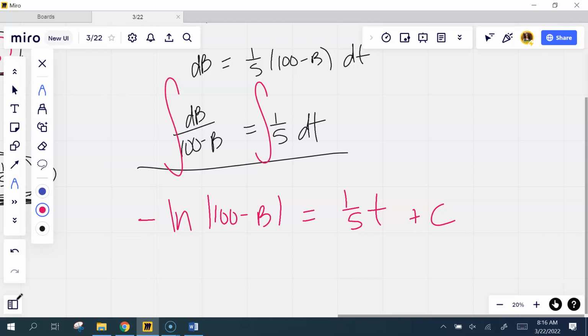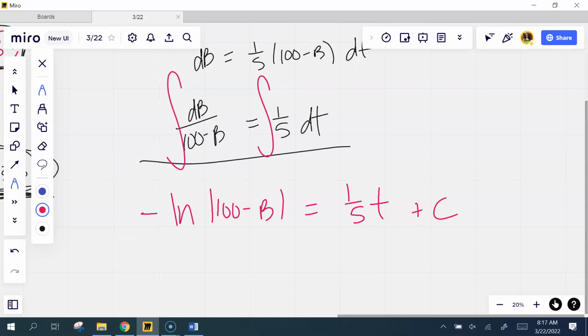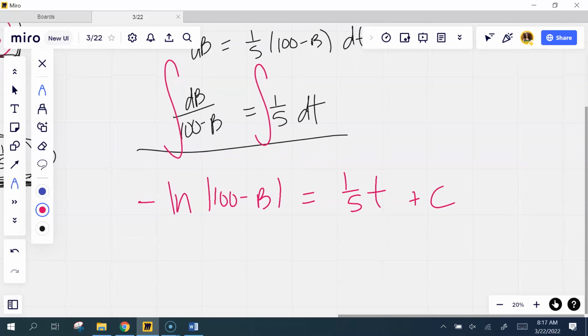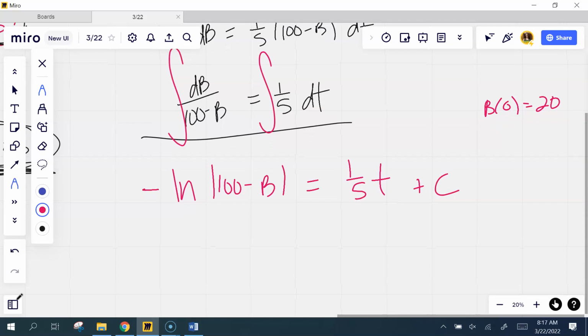1 point for the antiderivatives, 1 point for the constant of integration. You're already at 3 points and haven't done a whole lot of algebraic manipulation. So even if you couldn't get it from here, you've got 3 of the 5 points. Now is where we use the initial condition, which was b of 0 equals 20. So we're going to put 0 in for t, and we're going to put 20 in for b. So we get negative log of 100 minus 20.